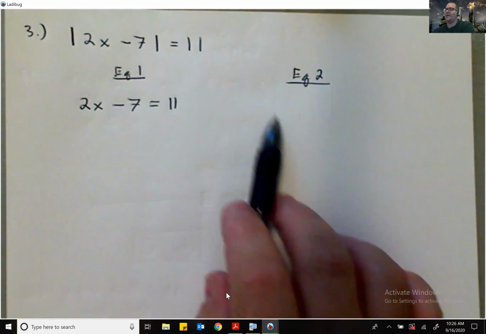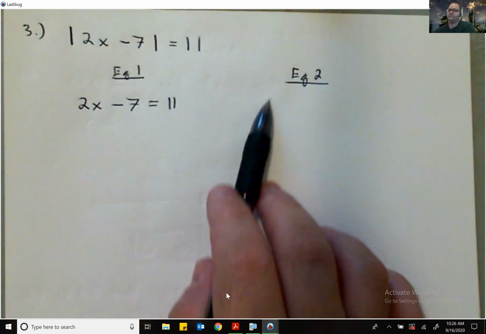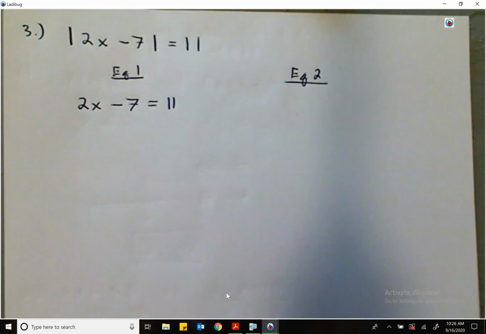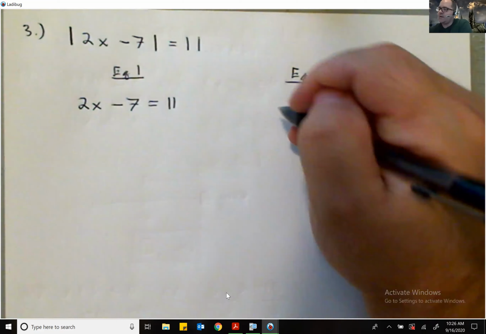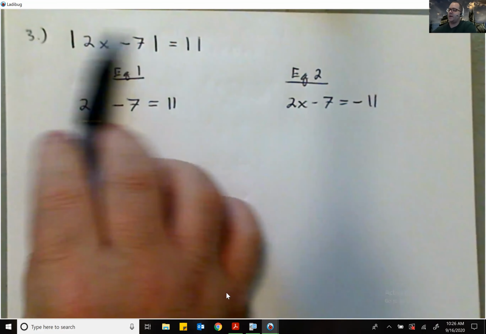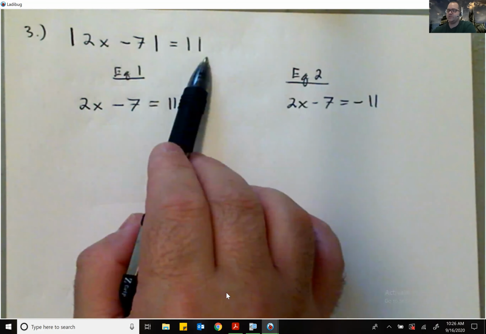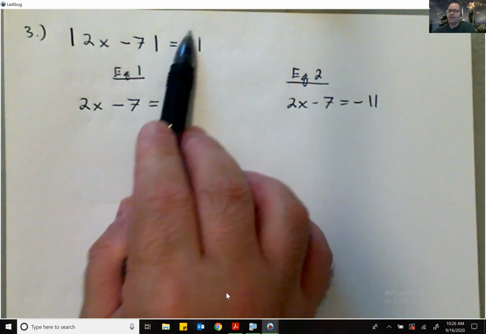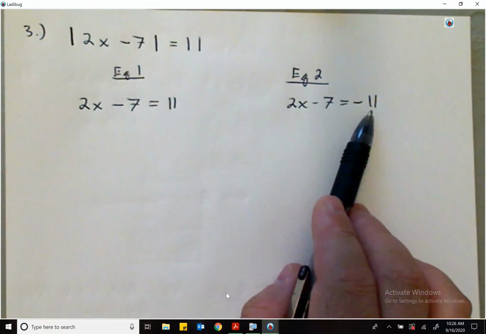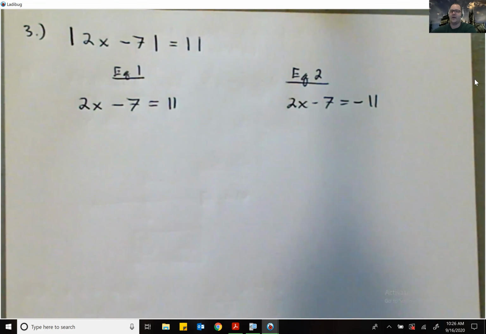So drop those absolute value signs. What does the second equation look like? 2x minus 7 equal negative 11. Yes. Drop the absolute value signs. Make the right side the opposite sign. So since this was a positive 11, we made it negative 11. That's how you get the second equation. Drop the absolute values. Make the right side the opposite sign.